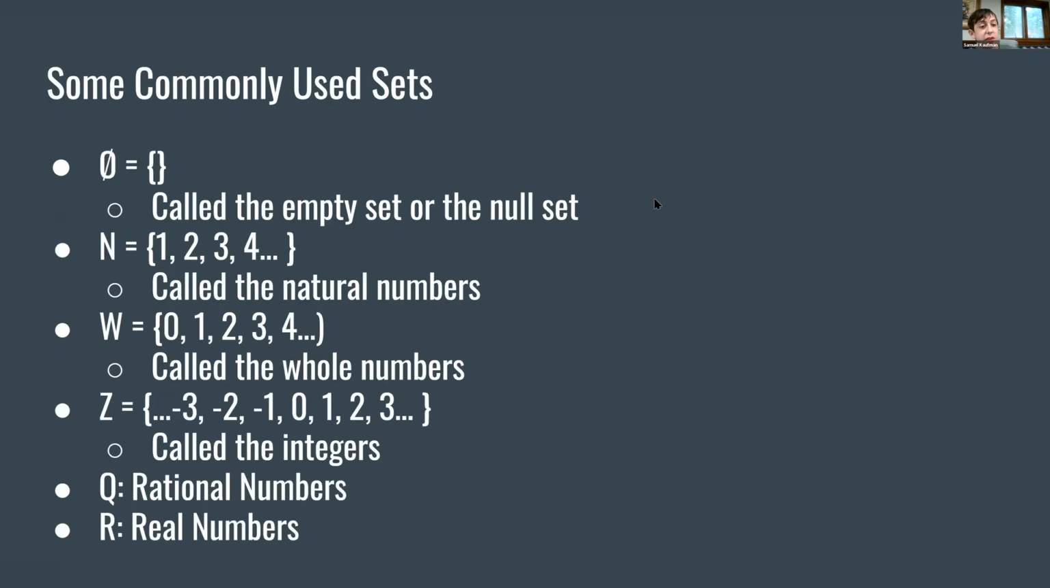We talked about some sets that we use commonly. The 0 with a slash through it is the empty set or the null set, the set that has no elements. N is the natural numbers, so this is like 1, 2, 3, 4, and so on. Then we also have the whole numbers, that's like the natural numbers, but also with a 0. Z is the integers, that's like the natural numbers or the whole numbers, but also including negative numbers. Then we have Q, that's the rational numbers. We didn't talk about those as much. And then we have R, those are the real numbers.